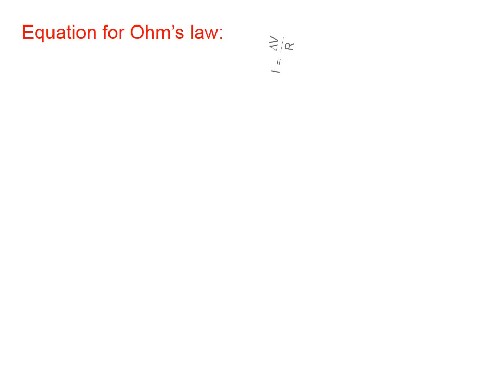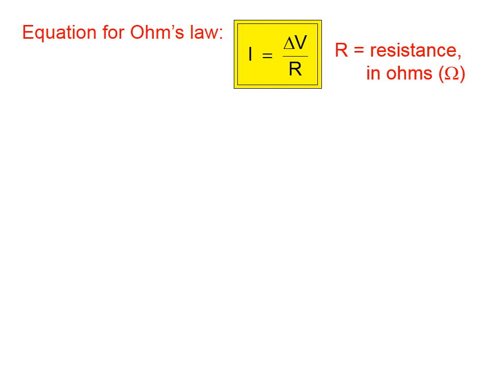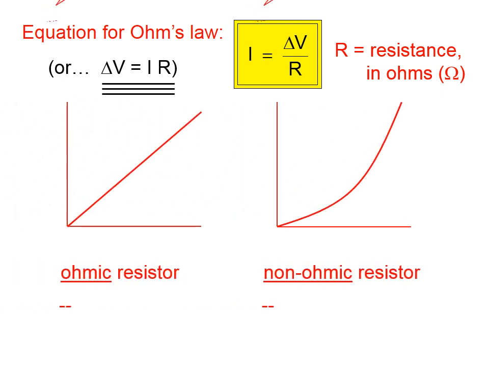The equation for Ohm's law is I is equal to delta V over R, where R is the resistance in ohms, symbolized by the capital letter Greek omega. Often, Ohm's law is written without a fraction, as delta V is equal to I times R.